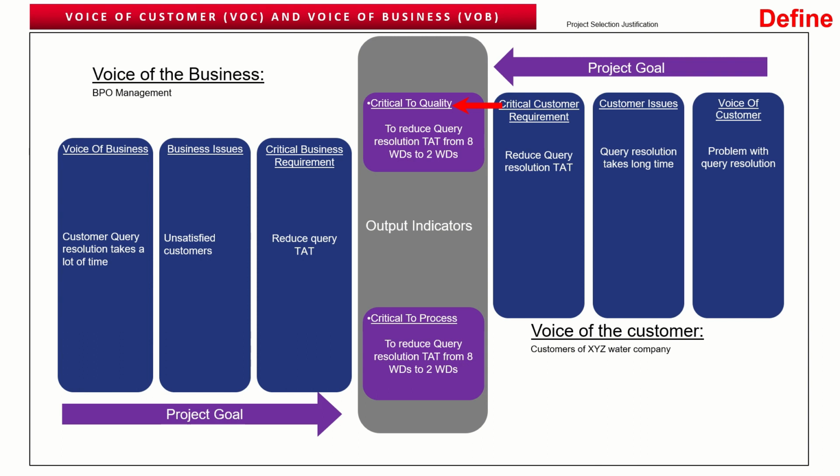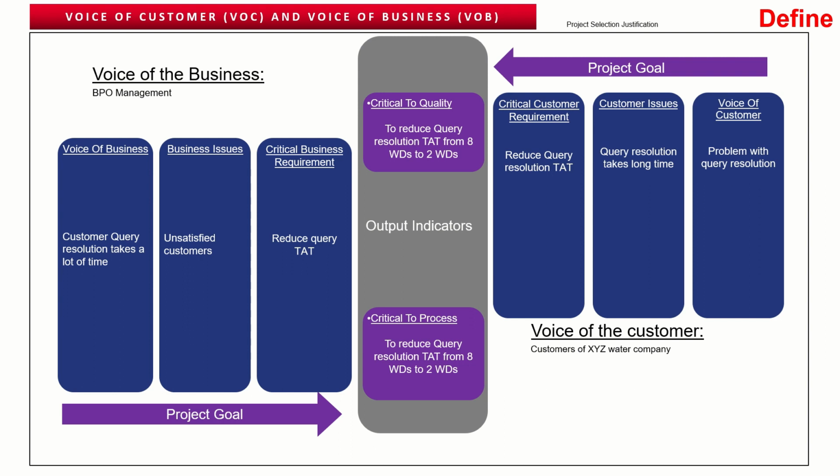This side of the slide gives us critical to quality. In quality projects, we call them CTQs. So the CTQ for this particular process was to reduce query resolution TAT from 8 working days to 2 working days. Then they looked at some of the data and decided, okay, we want to reduce it from 8 to 2 as per the agreed SLAs.